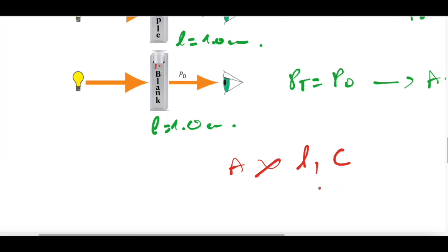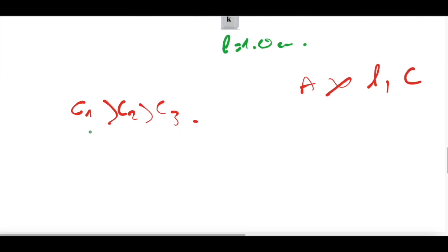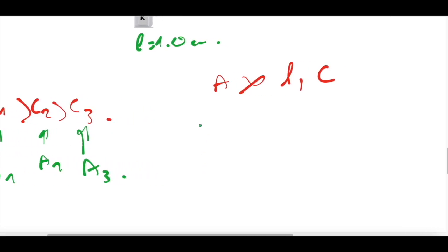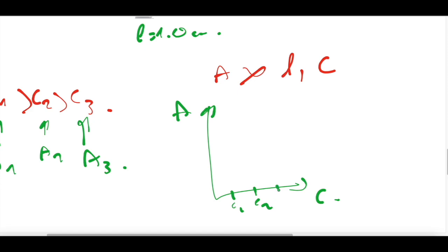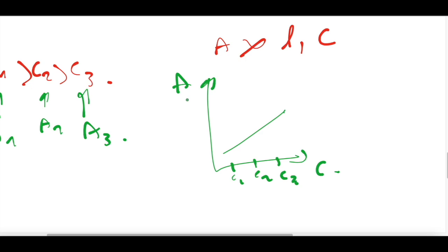to the solution concentration. Indeed, if we prepare three solutions of the same analyte but in different concentrations, let's say C1, C2 and C3, where C3 is greater than C2 and C2 is greater than C1, and the measured absorbance for each concentration is A1, A2 and A3. If we plot A against C, here C1, C2 and C3, the result is a straight line. Hence, we can observe that there is a linear relationship between A and C.